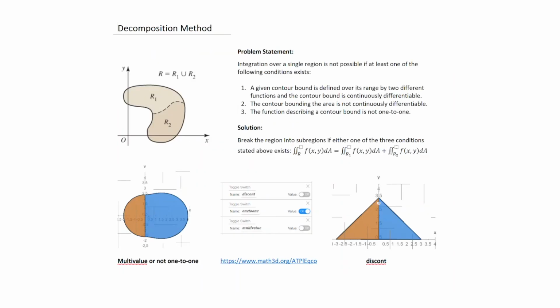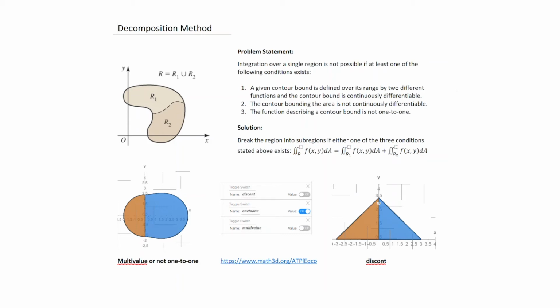Okay, so the last thing I want to look at is something called the decomposition method. This type of problem comes up frequently if you're dealing with non-standard regions. Let me describe what I mean by that. For instance, integration over a single region is not possible if at least one of the following conditions exist. One, a given contour bound is defined over its range by two different functions, and the contour bound is continuously differentiable. So that's an example that can occur.